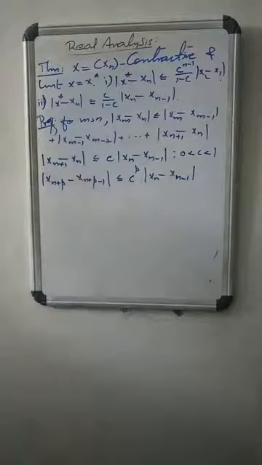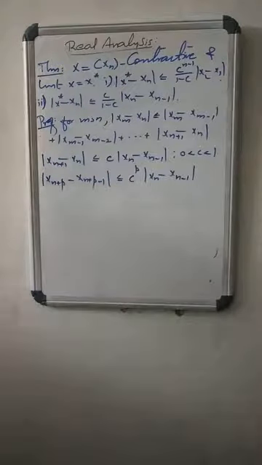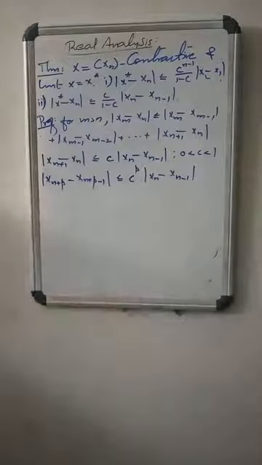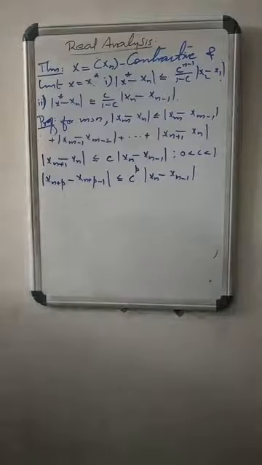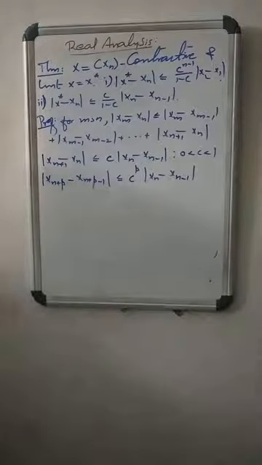Suppose the result is true for k equals p. Now to prove the result is true for k equals p plus 1. How? To prove modulus of x_{n+k} minus x_{n+k-1} is less than or equal to c^k into mod x_n minus x_{n-1}, we use the induction hypothesis. Assume the result is true for k equals p.